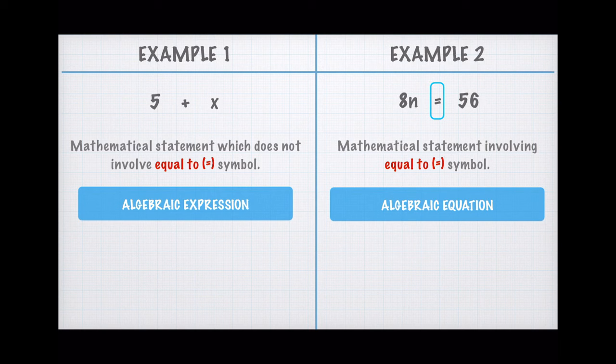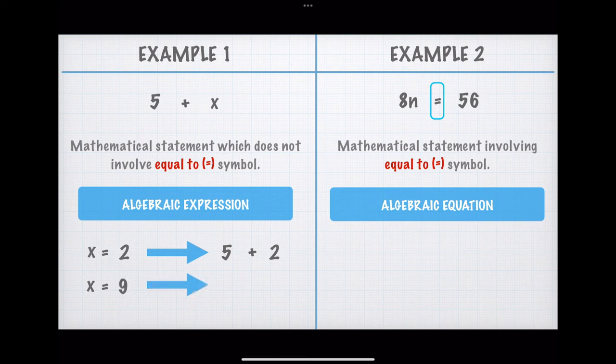In an algebraic expression such as 5 plus x, the value of the variable can change. If we assume that x is equal to 2, then the expression becomes 5 plus 2. And if we assume that x is equal to 9, then the expression becomes 5 plus 9. On the other hand, in an algebraic equation, the value of the letter or symbol can't be changed.